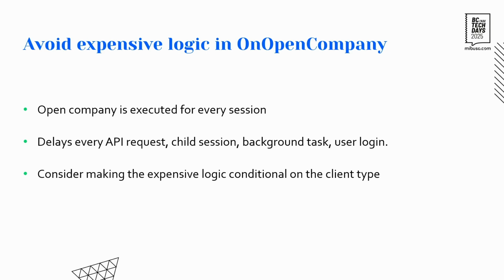Like if you're calling a web service endpoint that is sometimes fast, sometimes slow, that will hurt your OnOpenCompany if you put it in there. So try to put it somewhere else or in a background job, not as part of OnOpenCompany, because you are paying every single time you need to log in, both from interactive sessions and background sessions. If you have something that is important to run, but only when it's a user that uses the product directly, then check the client type in OnOpenCompany and do the expensive stuff only when it's actually needed. Then you can keep all your API requests fast, for example.